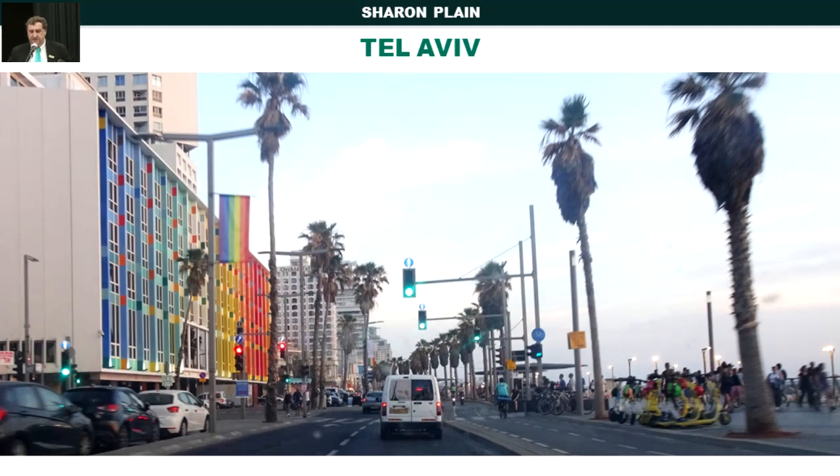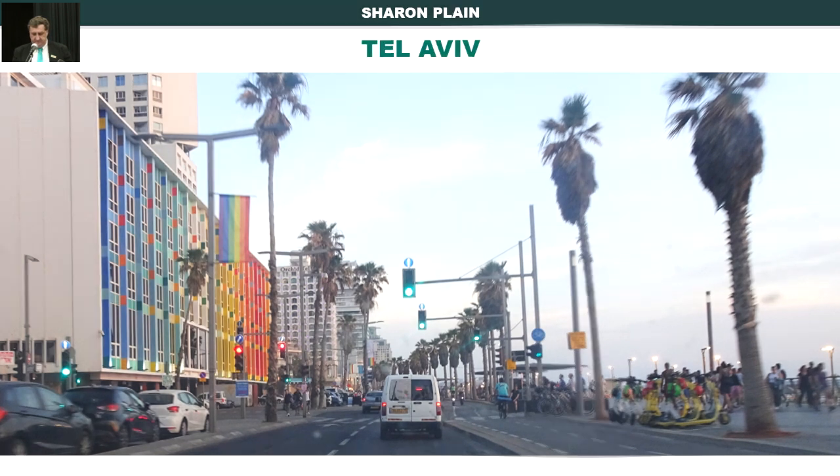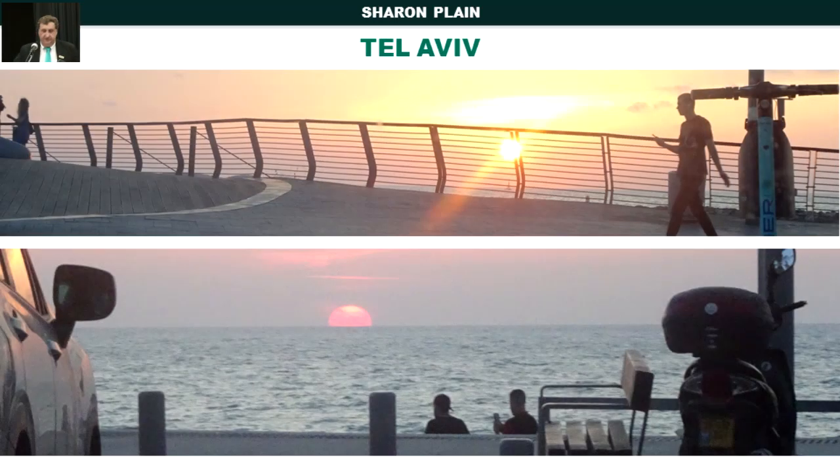Now, like most Western nations, Israel follows much of the woke, politically correct ideology that is infecting the West. Now, one example that I saw along the main esplanade was a number of gay pride banners that you see here. Now, on a more positive side, you do get to see some quite spectacular sunsets over the Mediterranean Sea there.